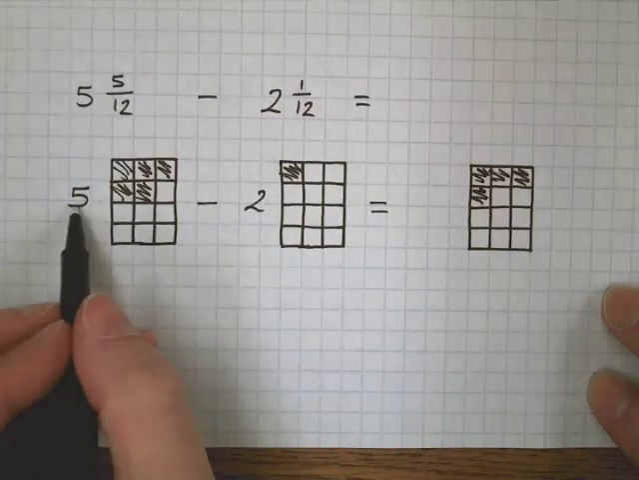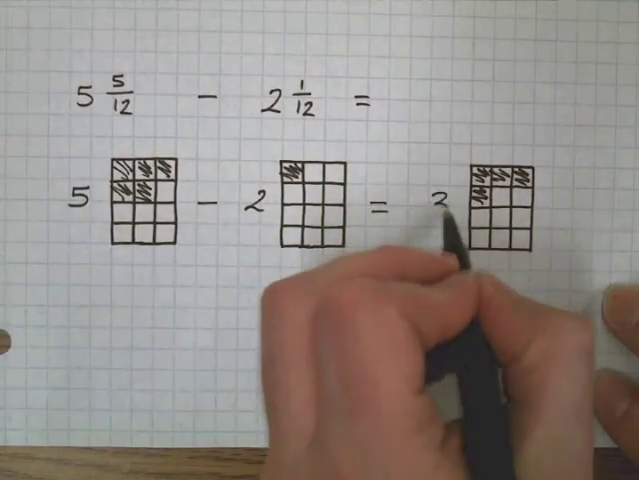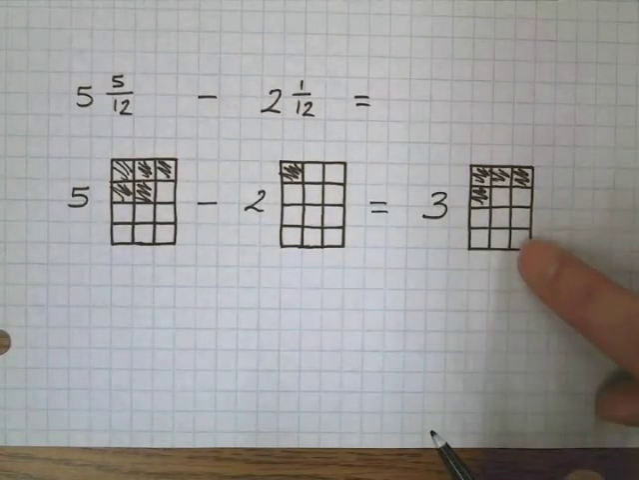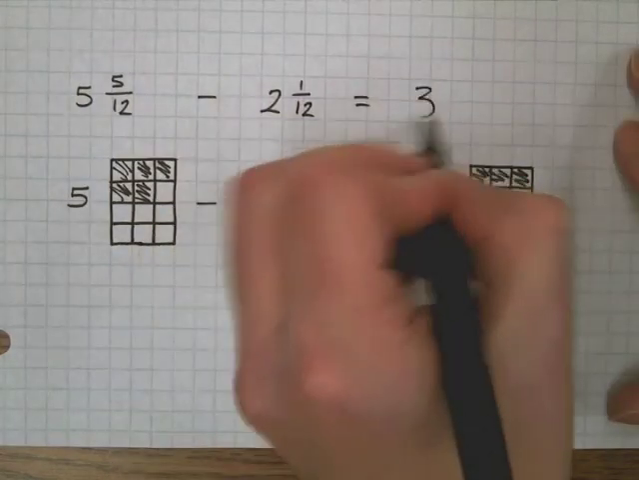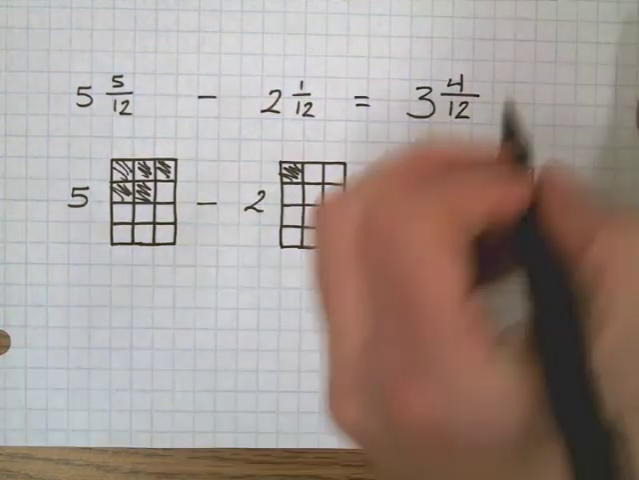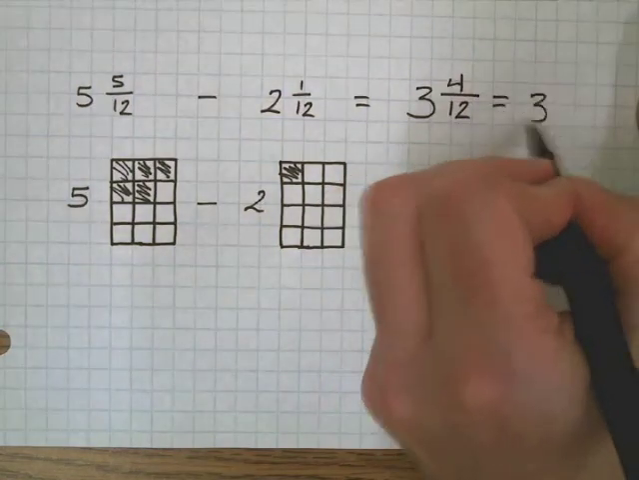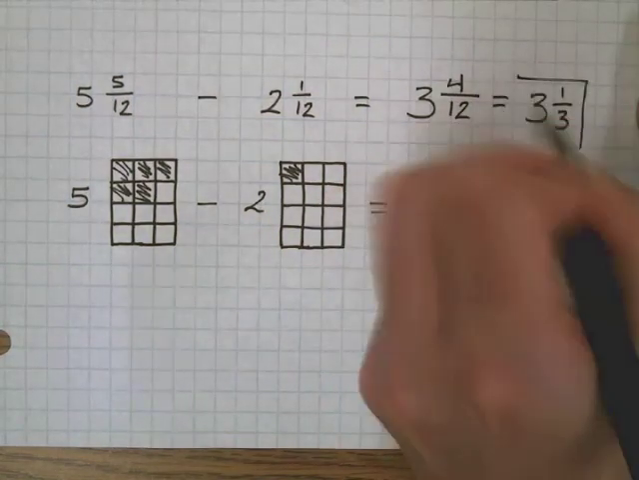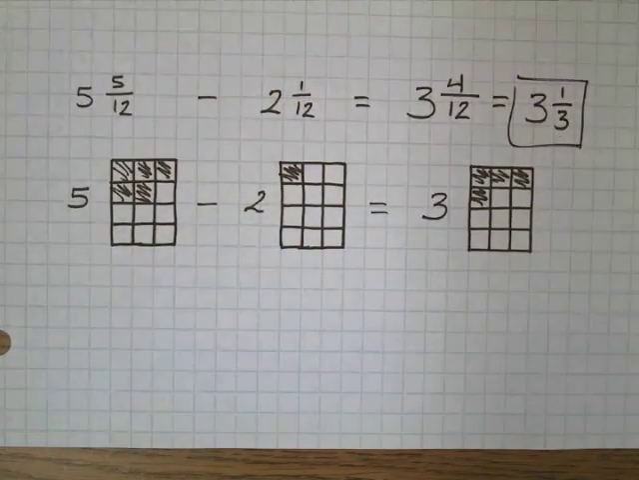I don't want to forget about my wholes. 5 minus 2, that's 3. So this is just another way of showing 3 and 4/12, or again, simplifying to 3 and 1/3. Any of those methods will work.